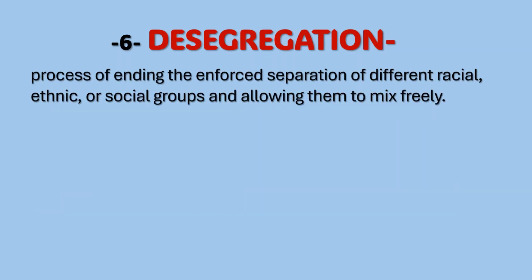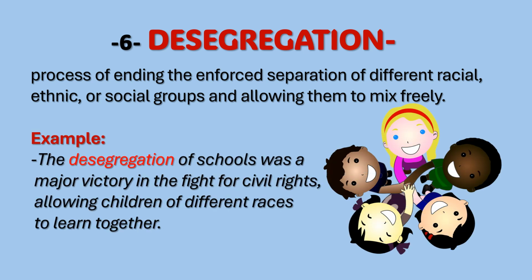Desegregation: process of ending the enforced separation of different racial, ethnic, or social groups, and allowing them to mix freely. Example: the desegregation of schools was a major victory in the fight for civil rights, allowing children of different races to learn together.